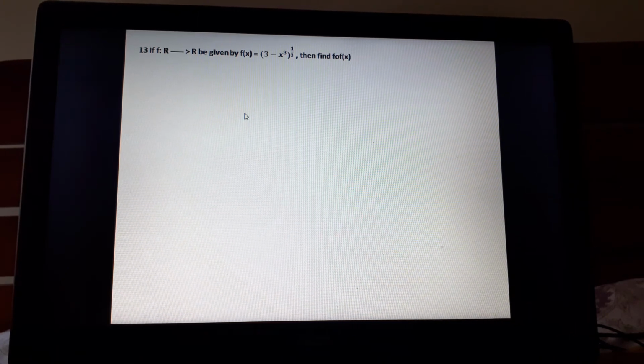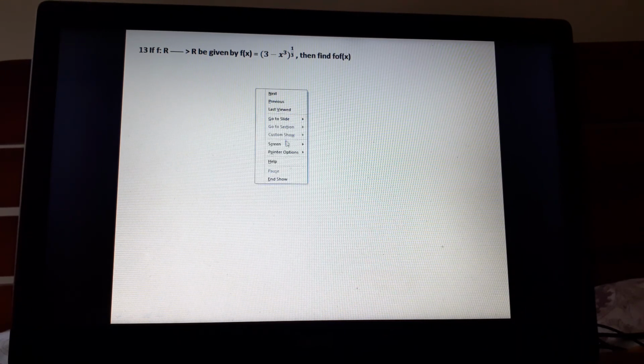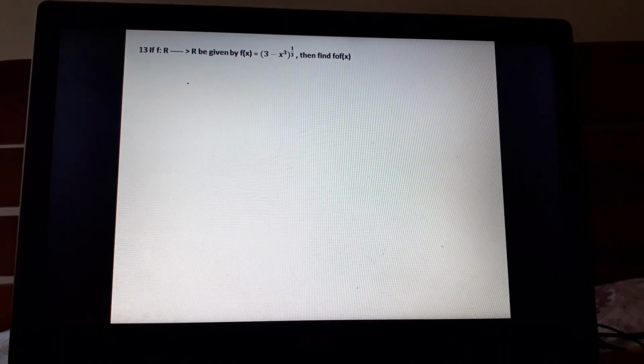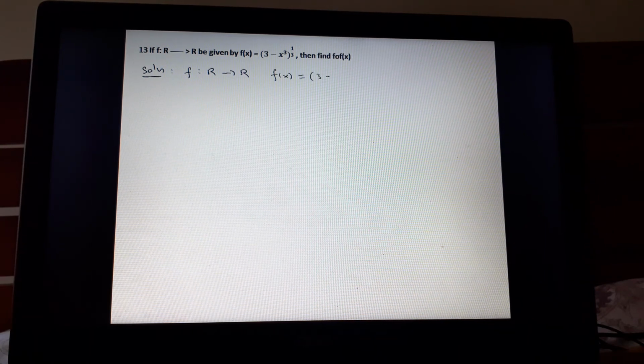So 13th question, remaining questions I have left because they are similar type, and some of them I have proved as theorem, therefore you can refer. So 13th question is just find f of x. So it is not a very difficult question, but let me solve this question. So solution, f is a function from R to R defined by f of x equal to 3 minus x cube to the power 1 by 3, x belonging to R.